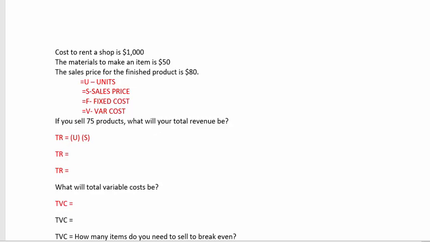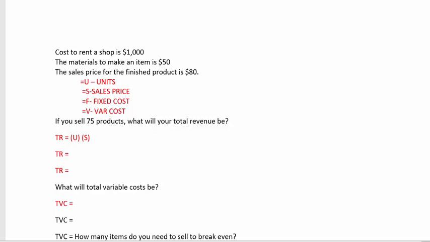Your fixed cost is something that does not change. For example, this could be rent. If you own a pizza shop, the amount of money that you pay for rent each month stays the same regardless if you sell 100 pizzas or 1,000 pizzas. That does not change. However, your variable cost does change depending upon the number of items that you sell.